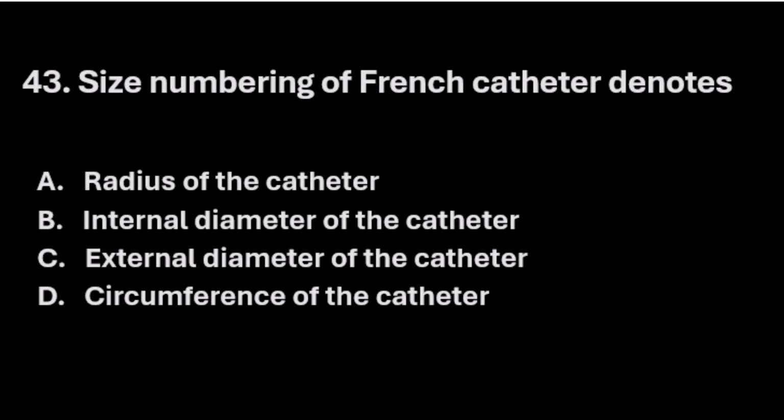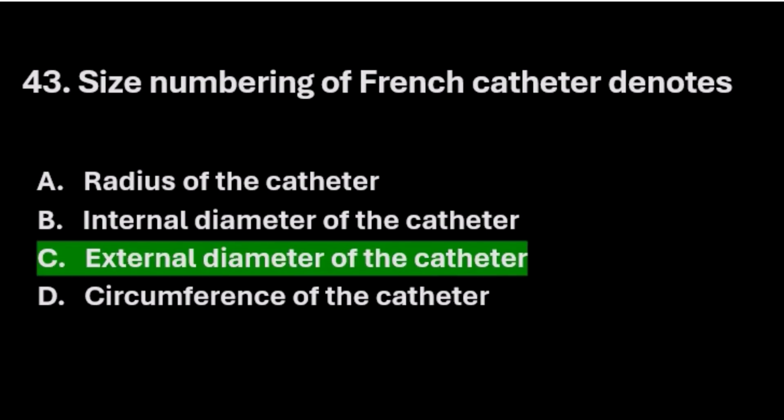Next question. The size numbering of a French catheter denotes what? For the Foley's catheter, the French denotes option A, radius of the catheter; option B, internal diameter of the catheter; option C, external diameter of the catheter; and option D, circumference of the catheter. Let us see the right answer. The right answer here is external diameter of the catheter.